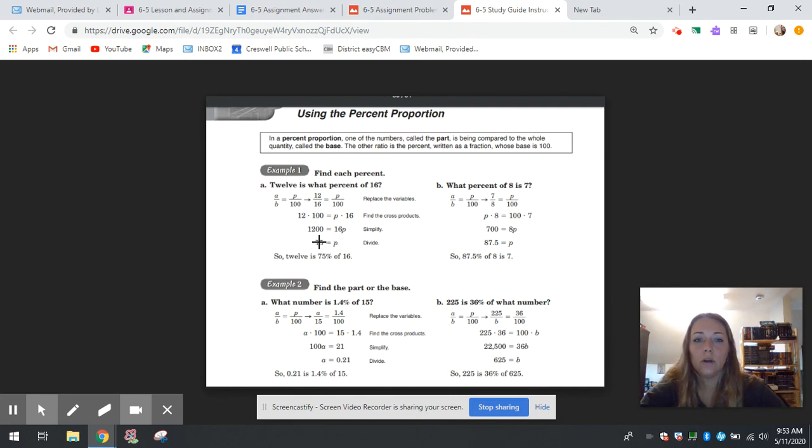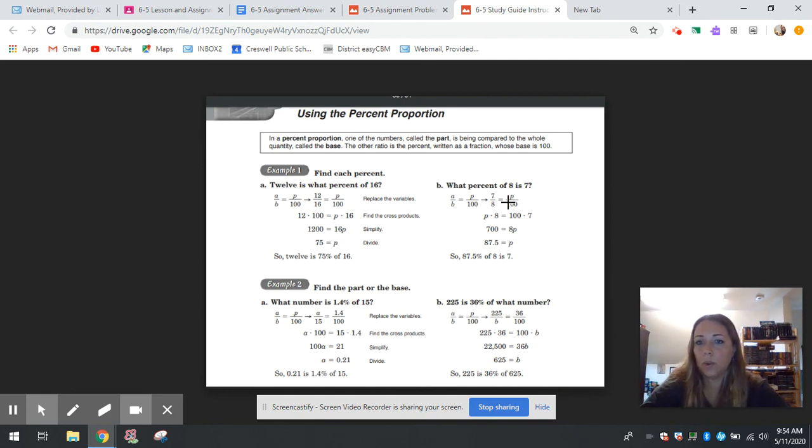And then now our equation says 1200 equals 16 times P. We want to get the variable P by itself. It's attached to the 16 by multiplication, which we undo with division. So we divide both sides by 16, because what you do to one side, you do to the other. And then when we have P by itself, we just do 1200 divided by 16, and you get 75. So 12 is 75% of 16.